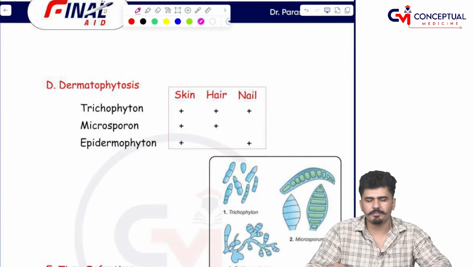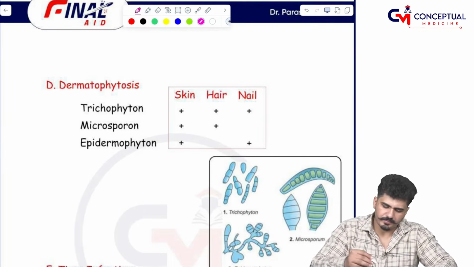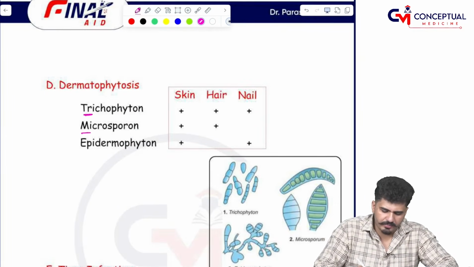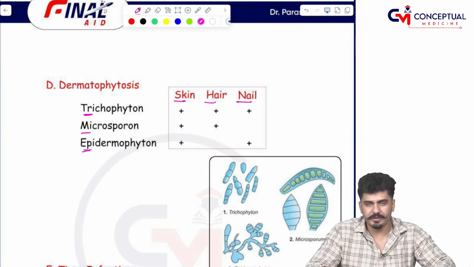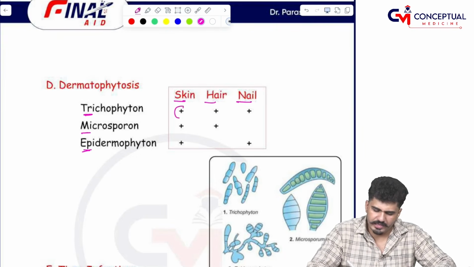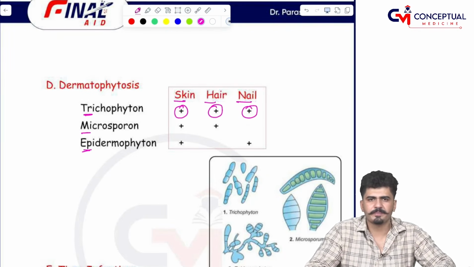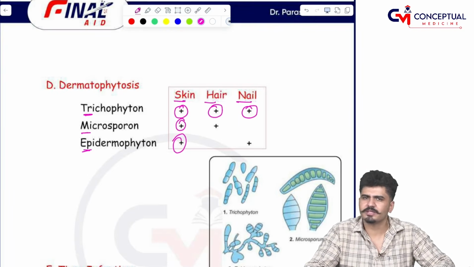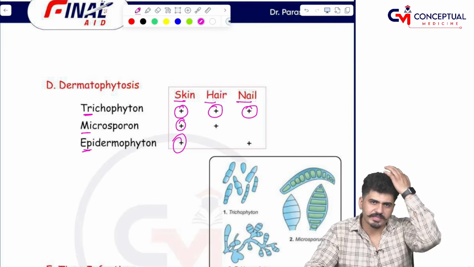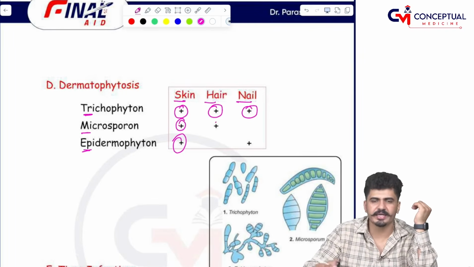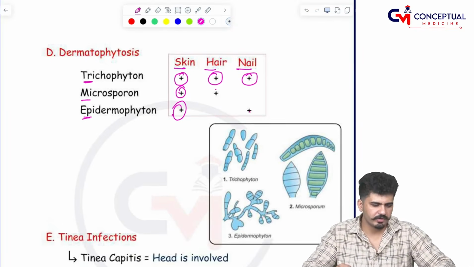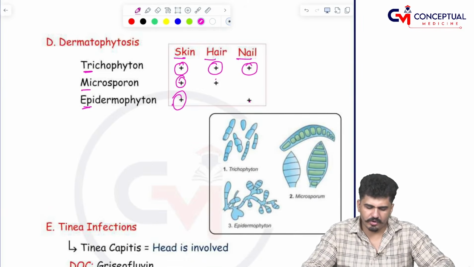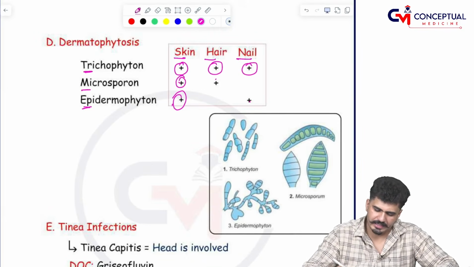Dermatophytosis, a very important topic for your exam, ladies and gentlemen. Here we have three: Trichophyton, Microsporum and Epidermophyton. What is the difference? We have to check skin, hair and nail involvement. In Trichophyton, every part is involved: skin, hair and nail. And skin is involved in all. Microsporum involves hair, along with the skin. What is left? Nail. So skin and nails are involved in Epidermophyton. Now this Trichophyton looks like a cylinder shape.